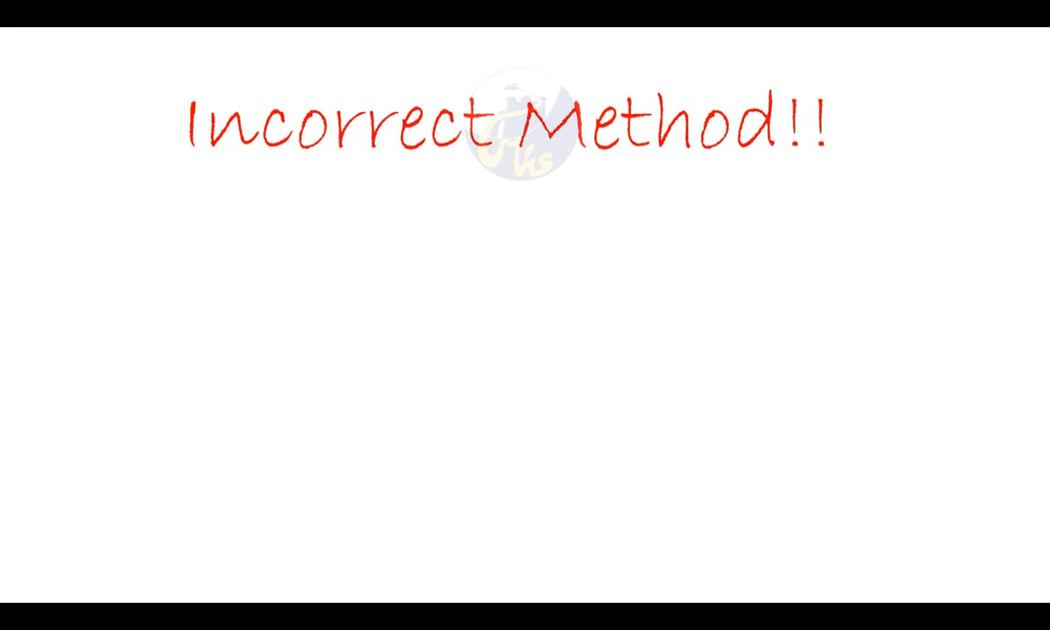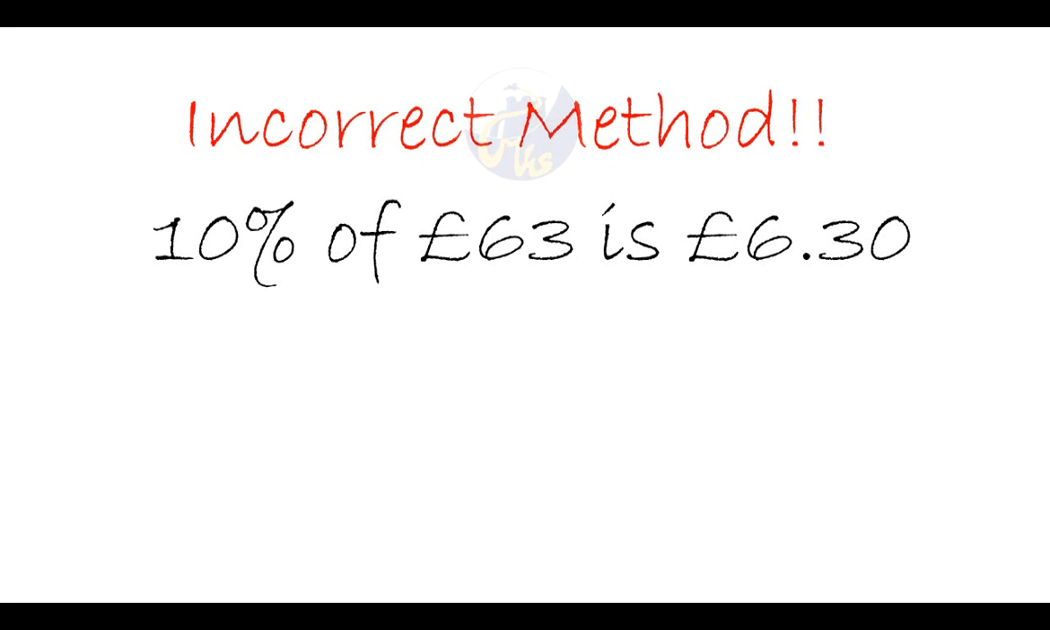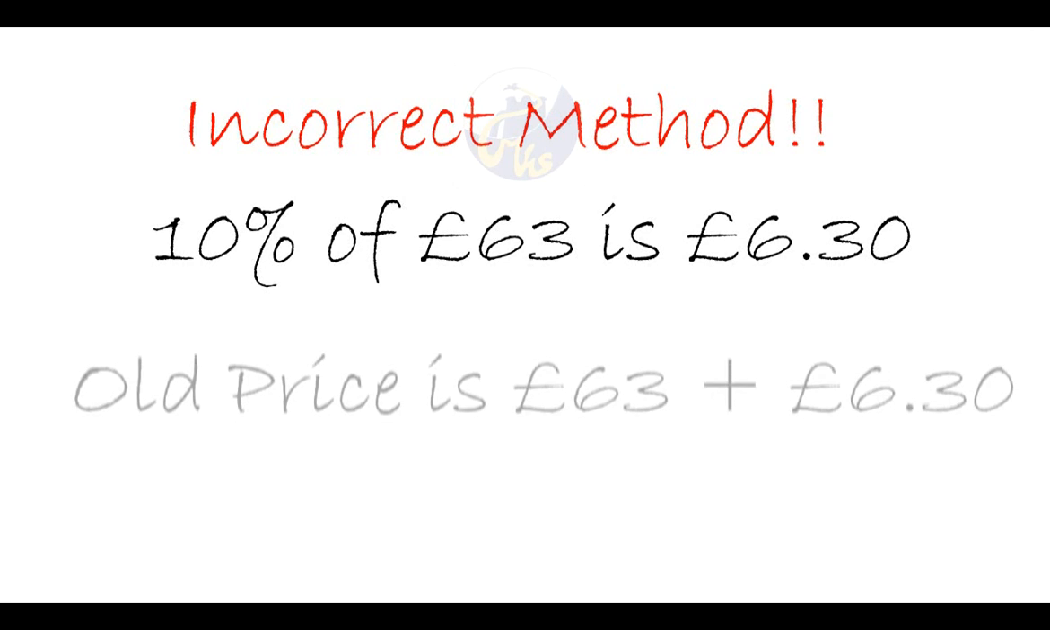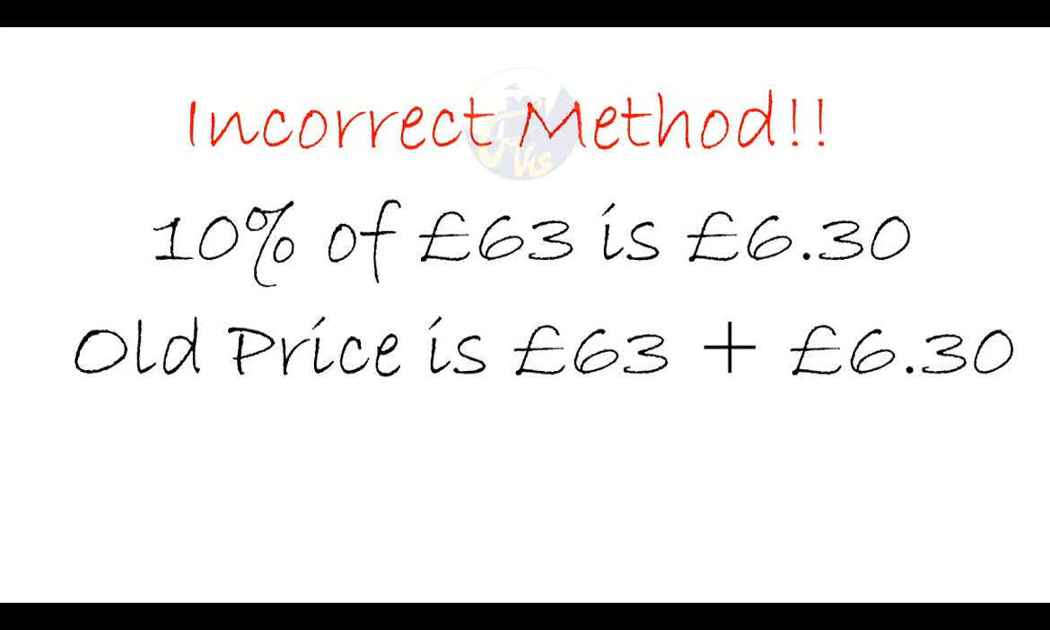So the incorrect method would be one where you start off saying, well, if I've got to put 10% back on, let's just work out 10% of what we've got and add it on. So 10% of £63 is £6.30. If we add that on to our starting price of £63 in the problem, we end up with an answer of £69.30. And that doesn't quite get us back to the £70 that we started with. But this is a common mistake that you see people do. So this is something we have to avoid, and we have to look at the problem differently.